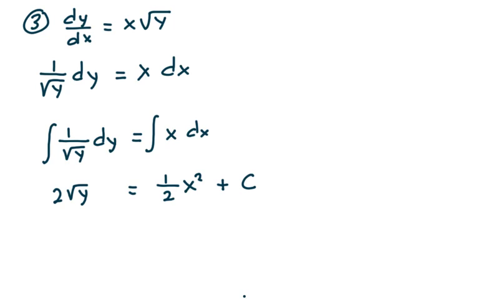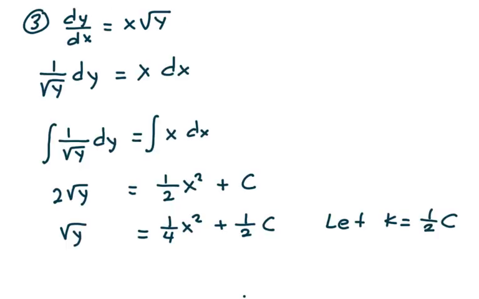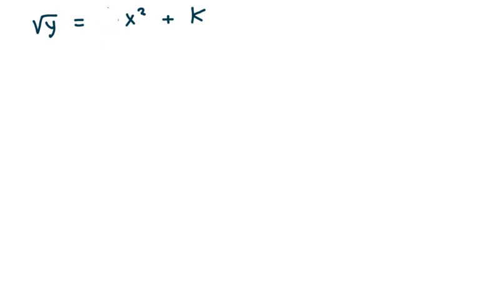Okay? Now, I'm going to divide both sides by 2. So square root of y is equal to 1/4, that's half of a half, 1/4 x squared plus 1/2 c. And I'm going to let k equal 1/2 c. So square root of y is equal to 1/4 x squared plus some constant k. I wanted to double check that, so let's put a 1/4 here.